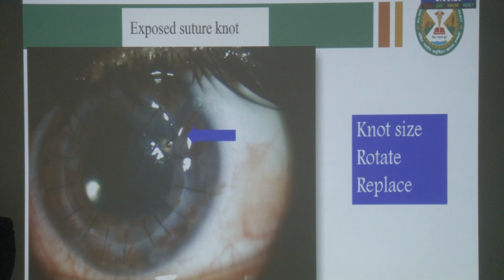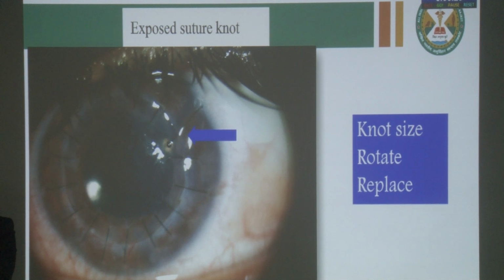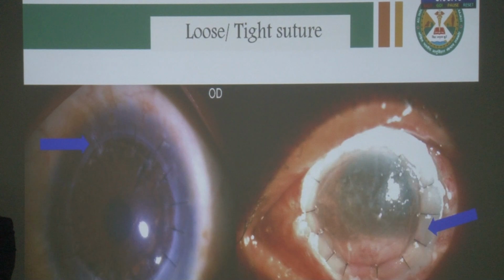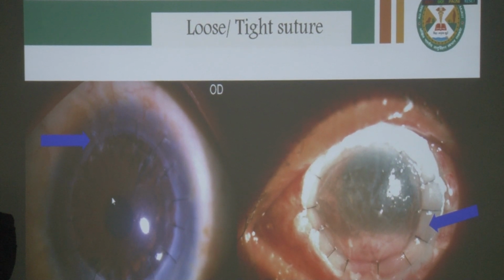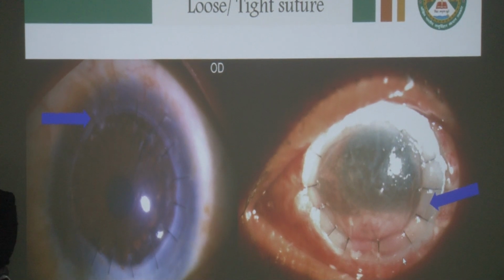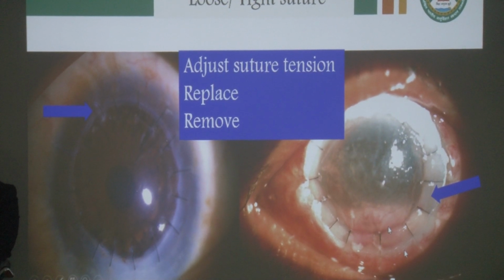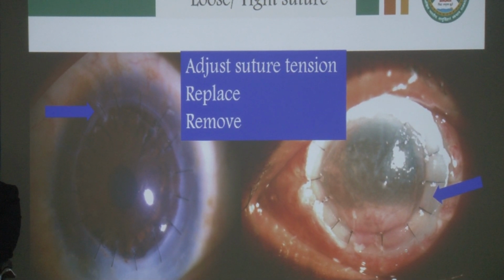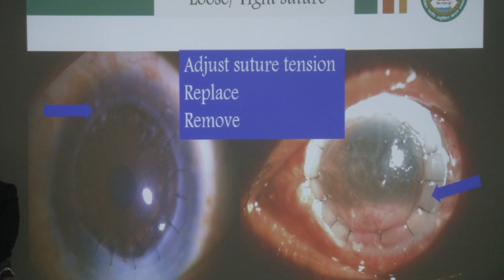Then, if we have something like this in the first post-op, we can try rotating it even under slit lamp view. But if that is not successful, we need to go to OT and replace the suture. Similarly, loose and tight sutures. We can see on the left side there is one loose suture, and on the right side we can see the tight suture. A loose suture is not going to serve any purpose other than being a source of infection, vascularization, etc. And a tight suture is going to induce astigmatism.